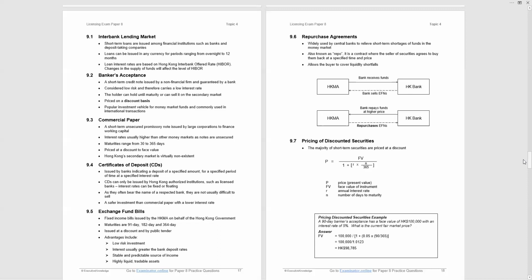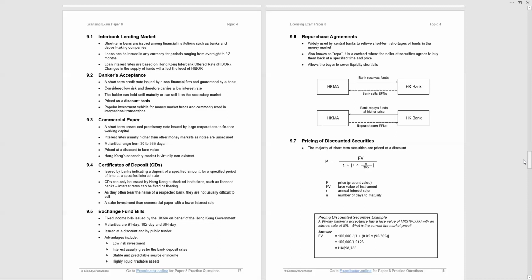So effectively, we're taking a quarter of the interest rate, 0.05. We're estimating the interest rate for the 90-day period. So that gives you 100,000 divided by 1.0123, and the answer is 98,785. In other words, you would pay 98,785 for a banker's acceptance with 90 days to maturity, giving interest of 5%.